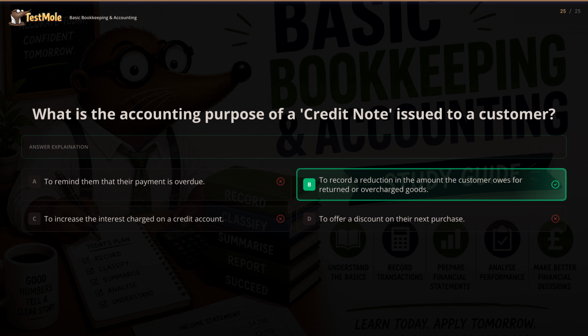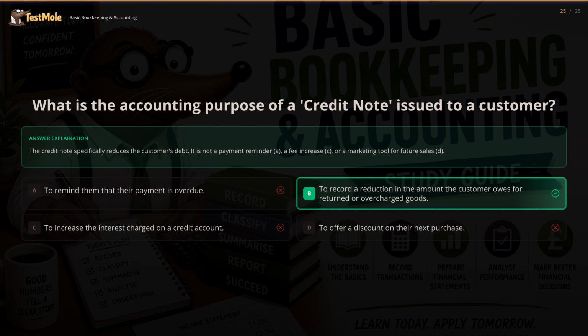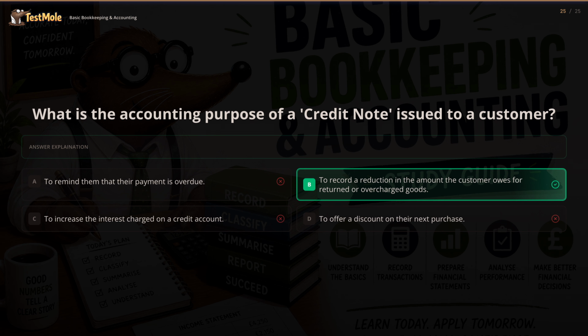The answer is B. The credit note specifically reduces the customer's debt. It is not a payment reminder, A, a fee increase, C, or a marketing tool for future sales, D.